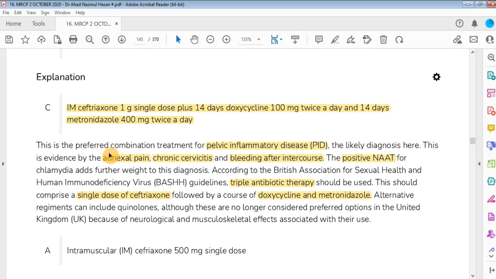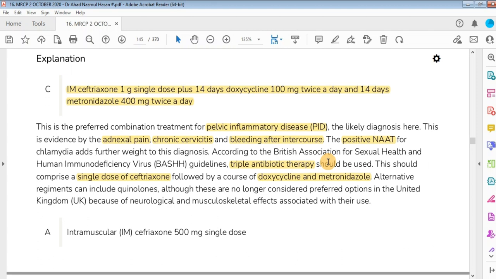The likely diagnosis here is evidenced by adnexal pain, chronic cervicitis, and bleeding after intercourse. The positive NAT for chlamydia adds further weight to this diagnosis. According to the British Association for Sexual Health and HIV (BASHH) guideline, triple antibiotics, either DMC or MO.